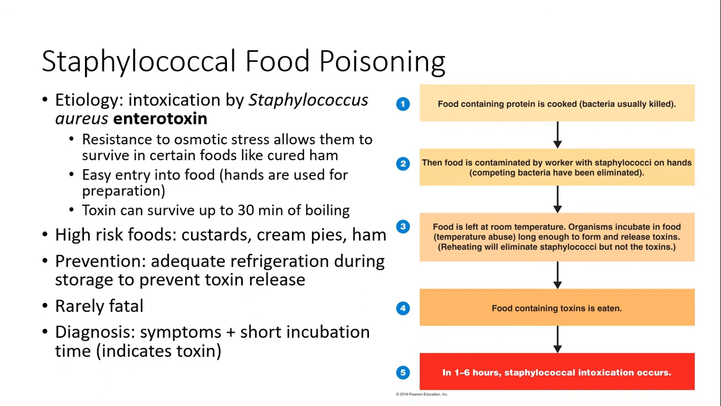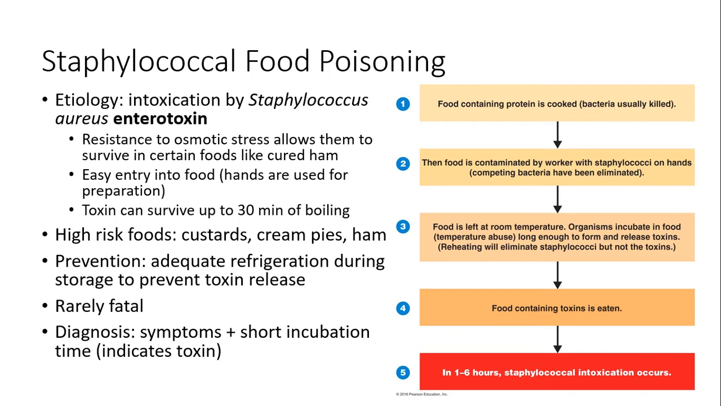So what happens here is that this organism is very resistant to things like osmotic stress, and this allows them to survive well in certain foods like cured ham that have a high salt concentration. They tend to have a really easy route into the food because hands are what's used to prepare a lot of our food, and your hands tend to have Staph aureus on them. The toxin, the enterotoxin that's produced by Staphylococcus aureus, can survive up to 30 minutes of boiling, so it's very heat stable.